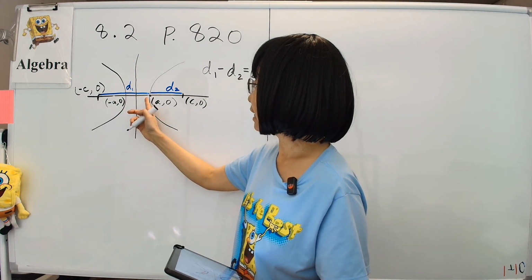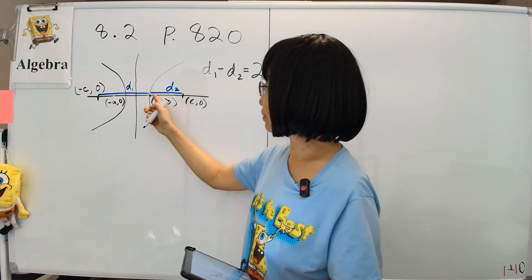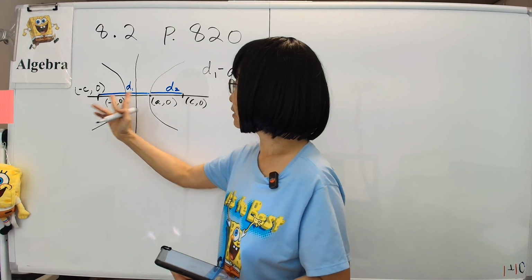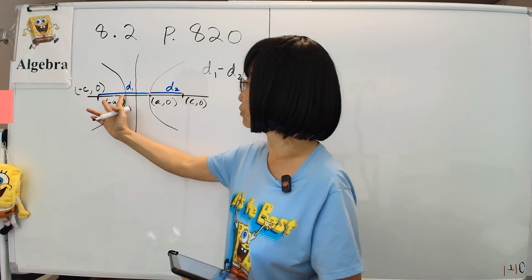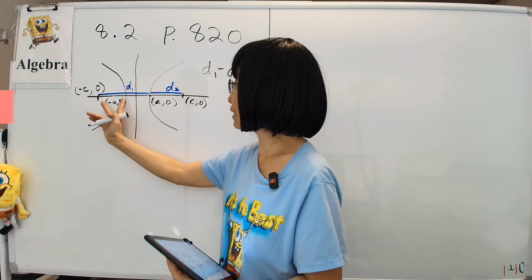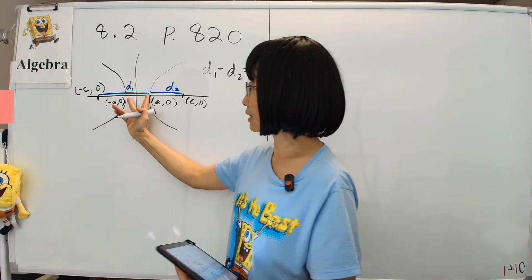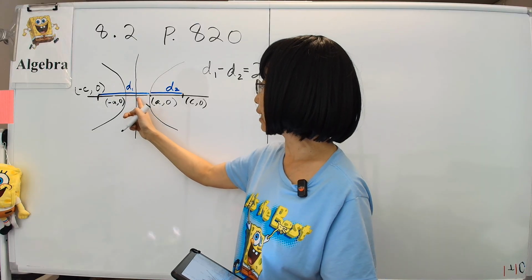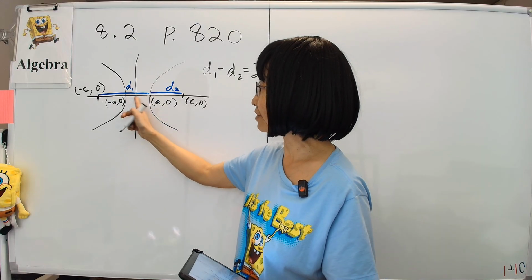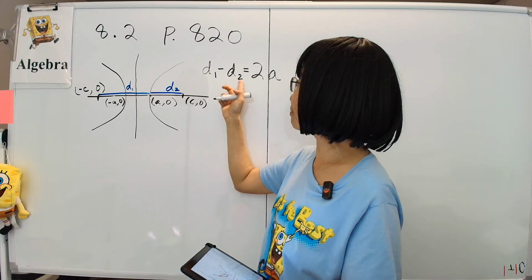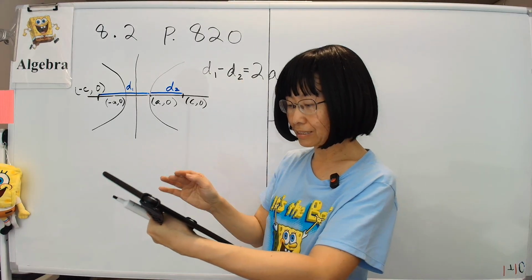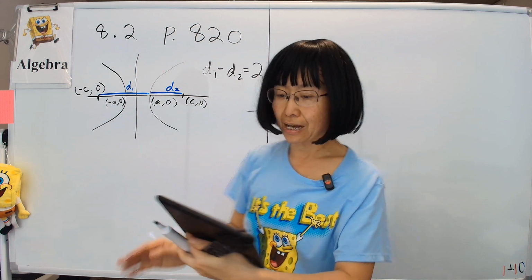So from here to here is d1, and from here to here is d2. But d2 is also this part. So if we need d1 minus d2, that's this whole thing minus this part. In other words, d1 minus d2 is this part. This part is exactly 2a, because half of it is a and the other half is also a. So together, d1 minus d2 equals 2a. And that's how we're going to derive the equation of the hyperbola.